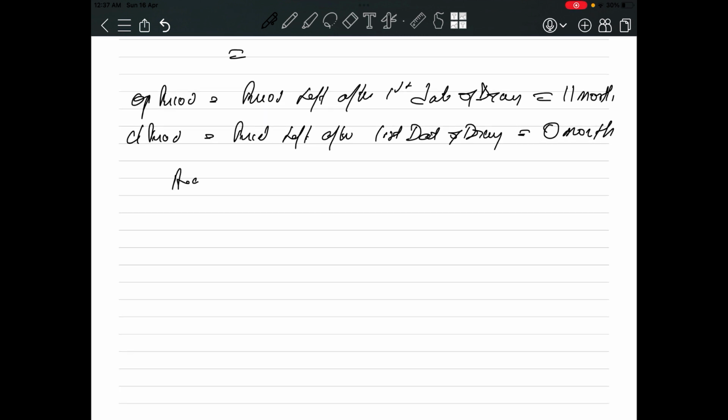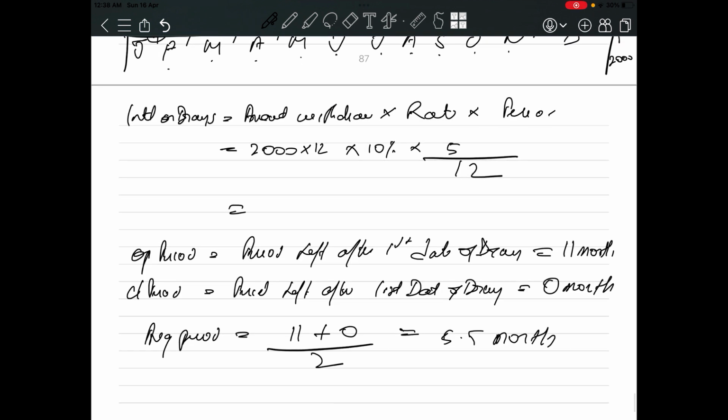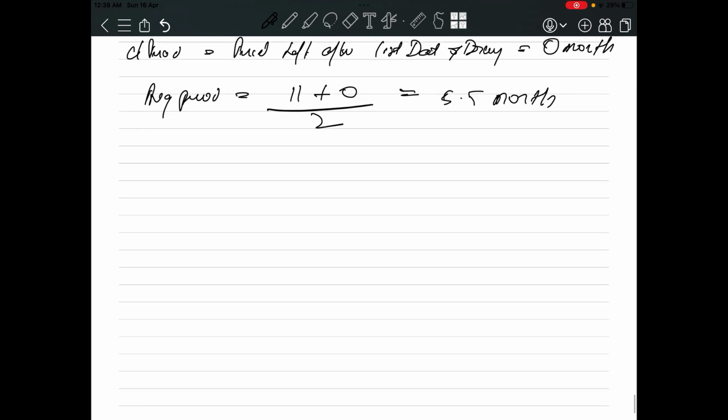Simple. Now if I have to calculate the average period, what will it be? Opening period is 11 months plus 0, divided by 2. It will be 5.5 months. Now I'll apply 5.5 here. So what will be the answer? 2,000 into 12 into 10% into 5.5 divided by 12. The answer is 1,100. The interest on drawings is 1,100. Simple.